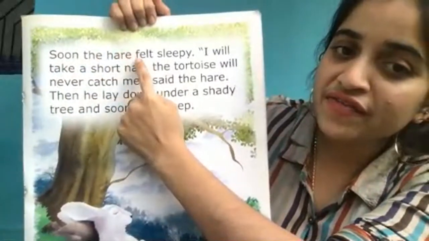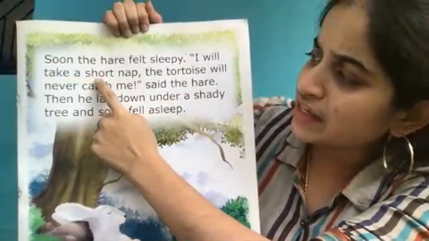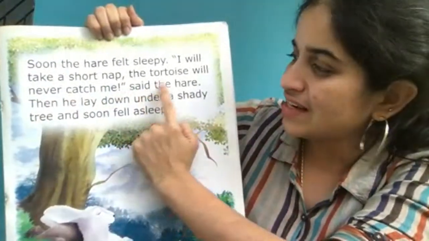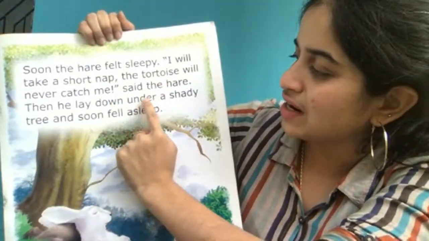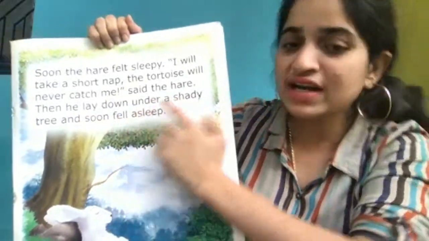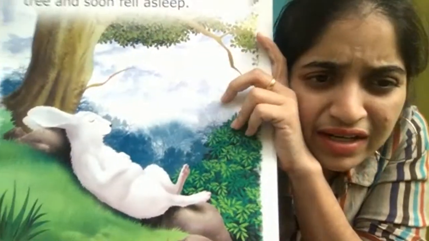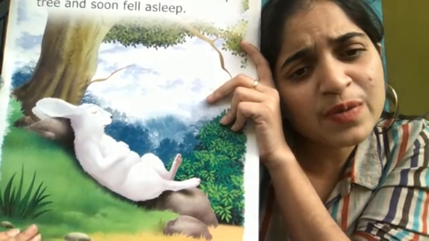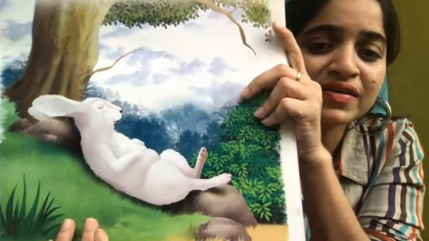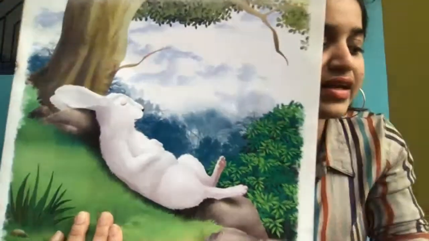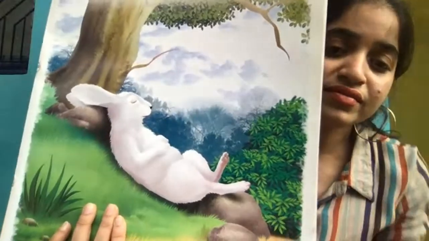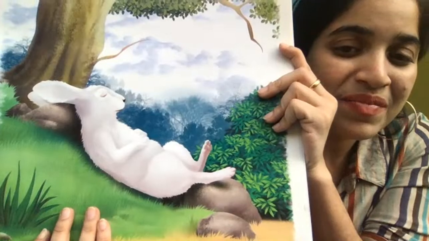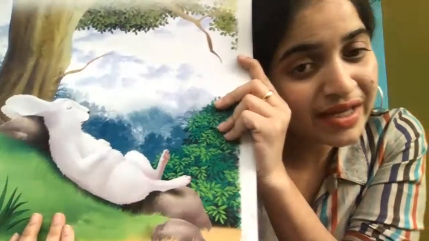Soon the hare felt sleepy. I will take a short nap. The tortoise will never catch me, said the hare. Then he lay down under a shady tree and soon fell asleep. The hare thought, the tortoise will never come and meet me. So till the tortoise comes, I will sleep for some time, thought the hare.